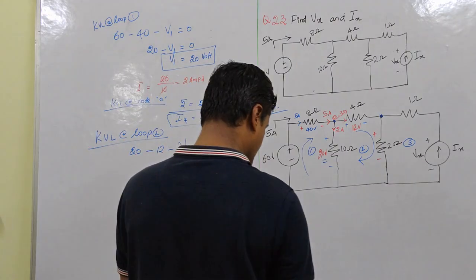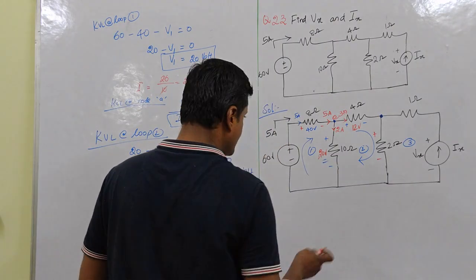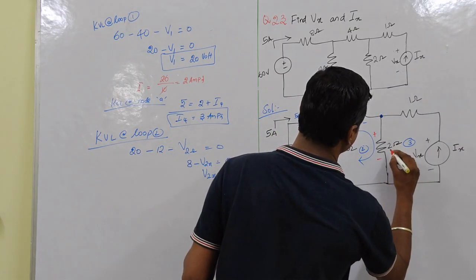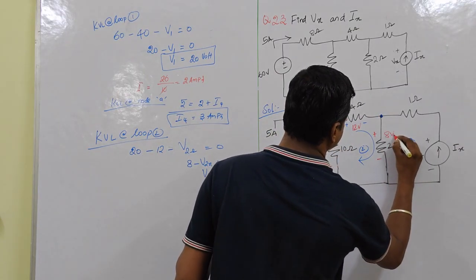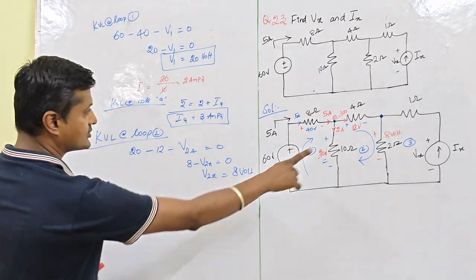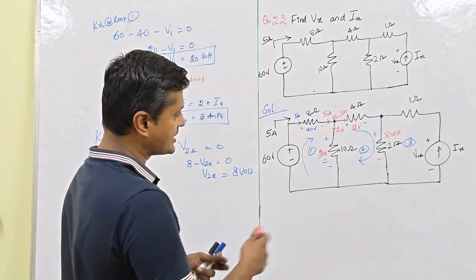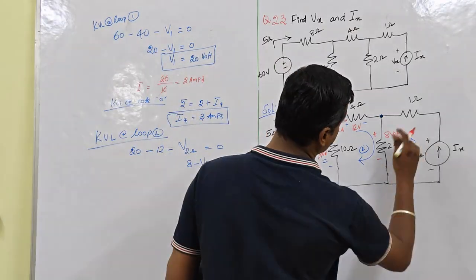So V2x, sorry, that will be 8 volt. So this across voltage will be 8 volt. Right? This across voltage. So with the 8 volt I can find the loop current, I equal to V by R.